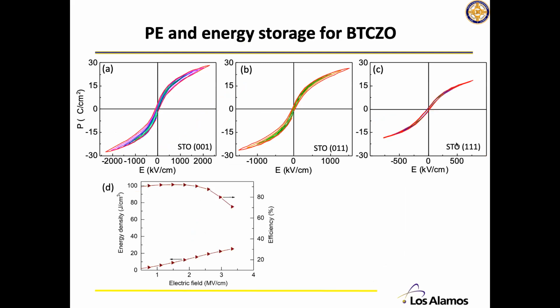We also grow this sample on different SRO substrates, and we see that all of them show very slim P-E loops. That means this growth condition is very robust. And of course, we measure the efficiency, and here you can see it's pretty high, about 90%. Of course, up to 2.5 megavolts per centimeter, it would drop significantly because the breakdown field is not so high. Of course, the energy storage performance is very bad, right? Because of the low breakdown field.